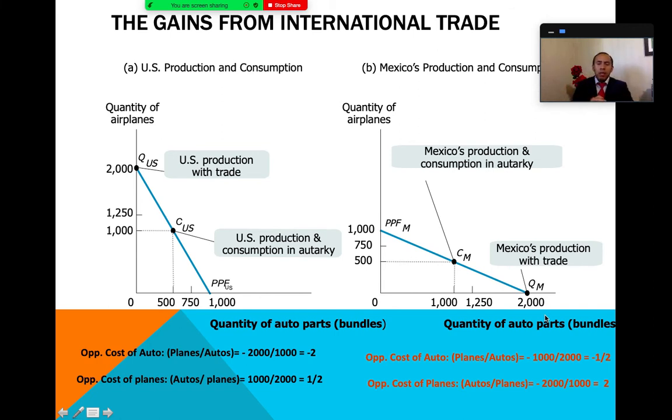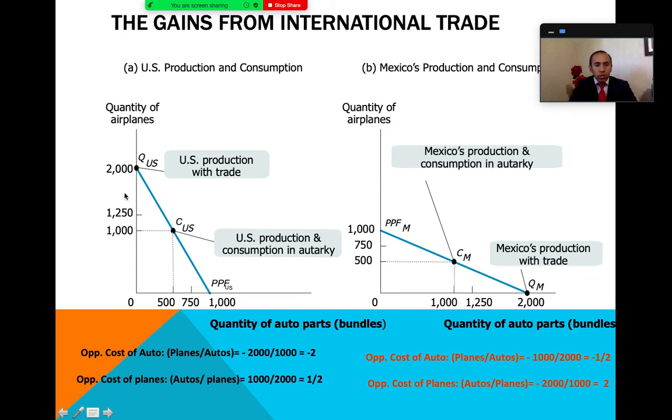And in real life, the US does produce one of the finest planes in the world, in this case, for example, produced by Boeing Corporation, one of the leading companies in the airline industry. And Mexico does have a lot of labor to supply and produce auto parts.